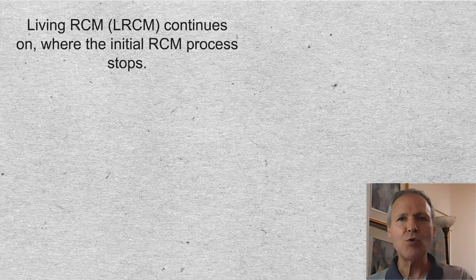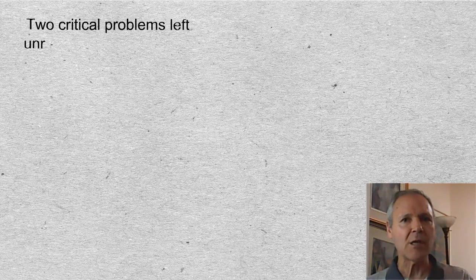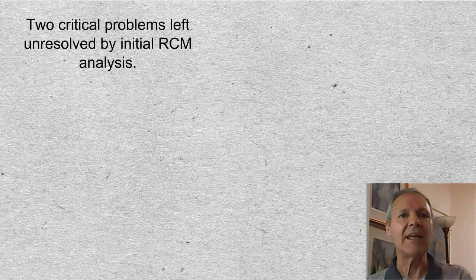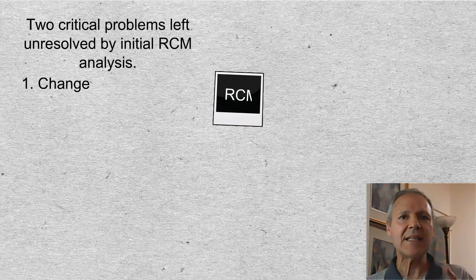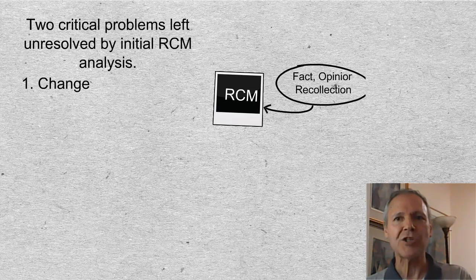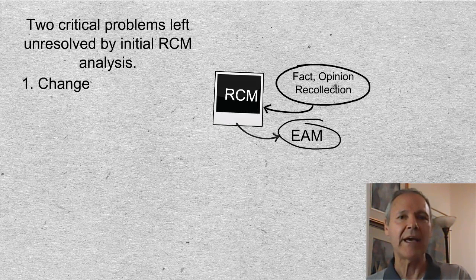Living RCM addresses two critical problems left unresolved upon completing an initial RCM analysis. Things change. An initial RCM analysis is a snapshot. It is a consensus of best recollections and knowledge of subject matter experts at a fixed point in time. Once the initial RCM analysis is completed, the results are frozen in a maintenance plan, which is then managed within the Enterprise Asset Management, or EAM, system.